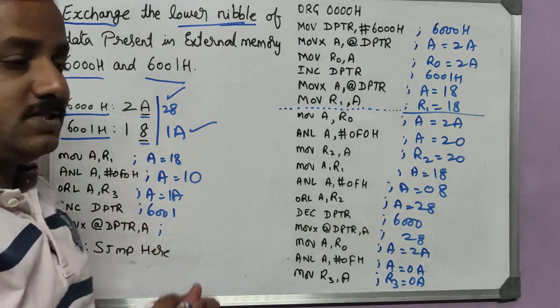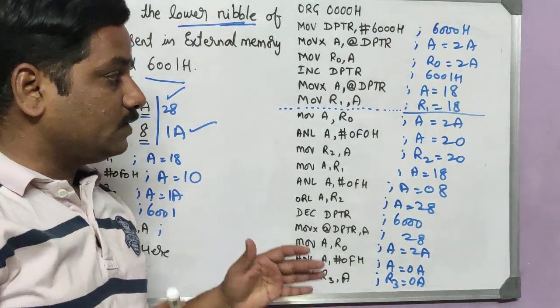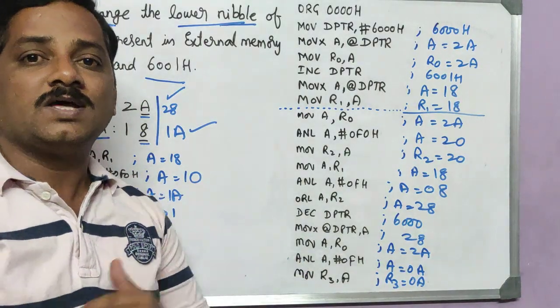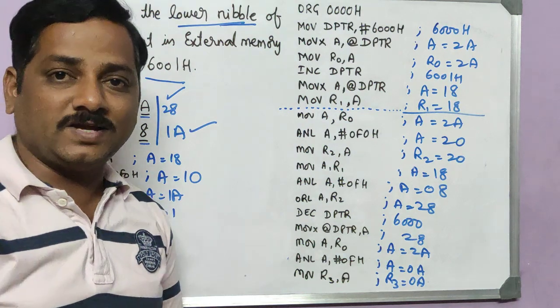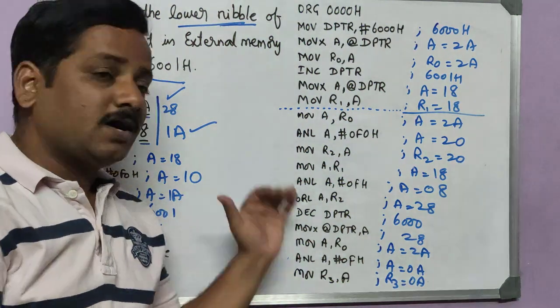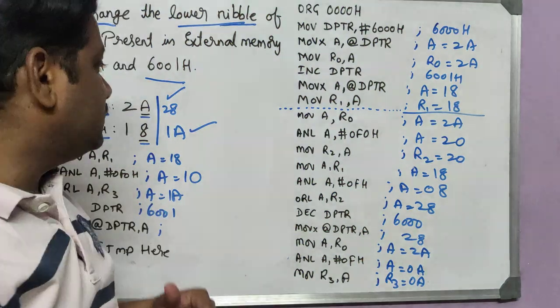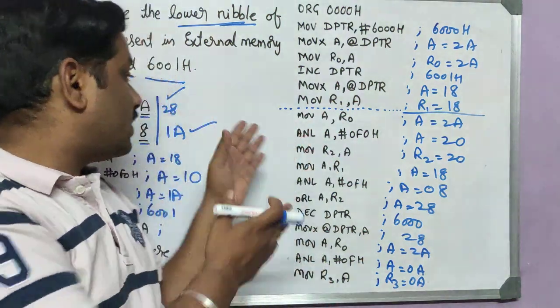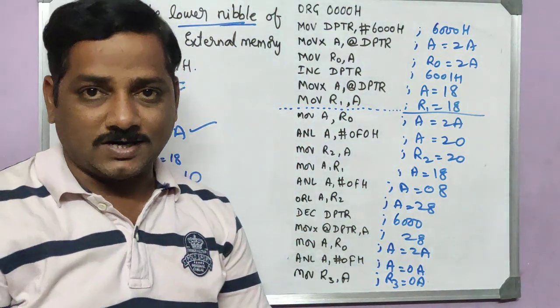So I hope this is clear for you. If you have any confusions in between, again you can go back and start it from the beginning here, because this is a bit of a lengthy program. I can understand it, but first the logic that I have explained, you should be very clear about that logic.